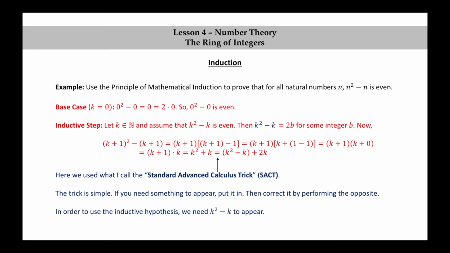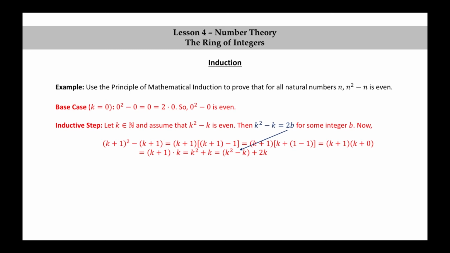So in this case, in order to use the inductive hypothesis, which is k squared minus k being equal to 2b, we need k squared minus k to appear. So I make it appear by putting in that minus k, but then I immediately put a plus k next to it to undo the damage that I just did. So I could rewrite k squared plus k as k squared minus k plus k plus k. And now I simply group together the k squared minus k because that's the expression that I wanted to appear, and then I combine the k plus k as 2k. And that's where I got that expression.